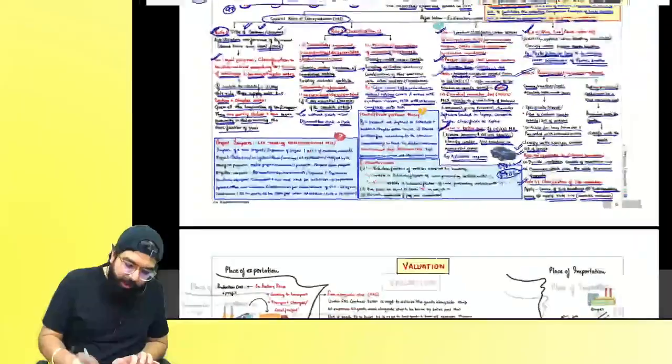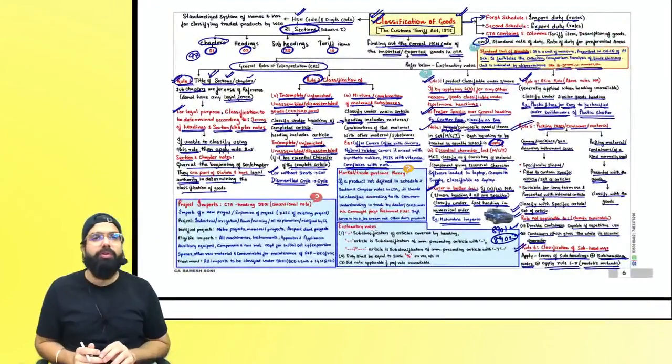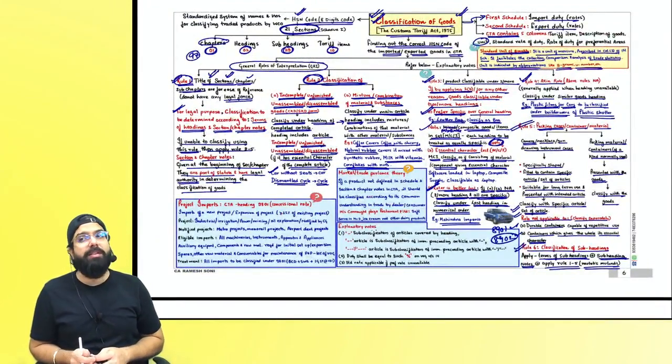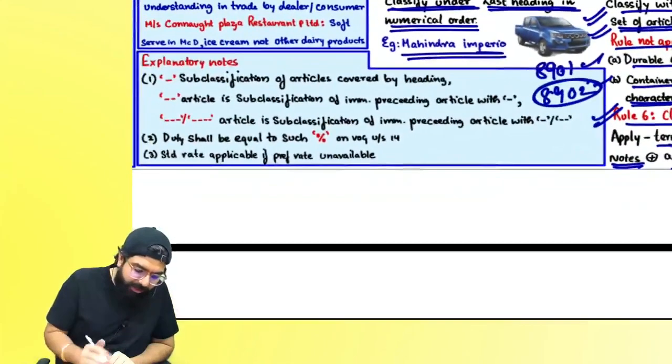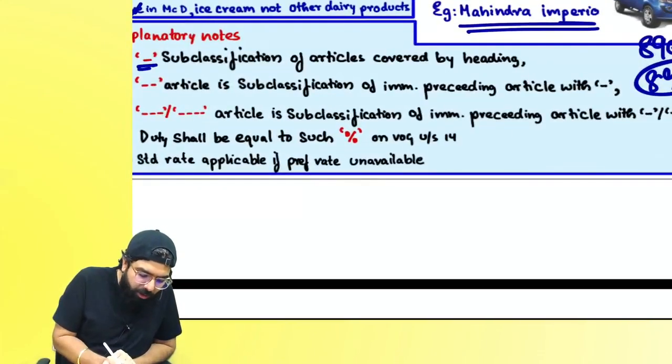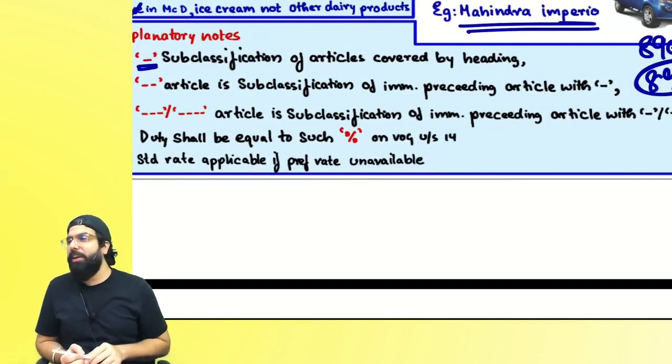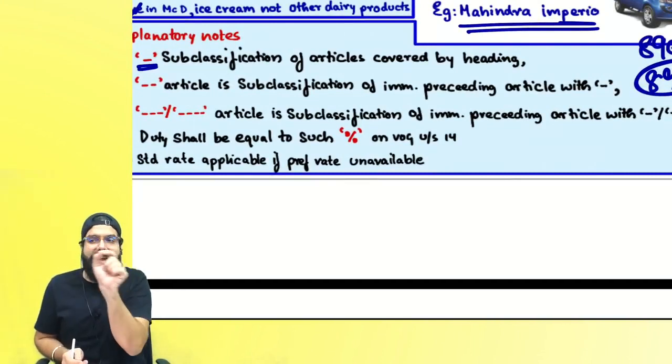Now, everyone, we have understood the general rules of interpretation. Now there are some explanatory notes which you have to understand. When you are reading the tariff, the Customs Tariff Act, you will see dashes over there.